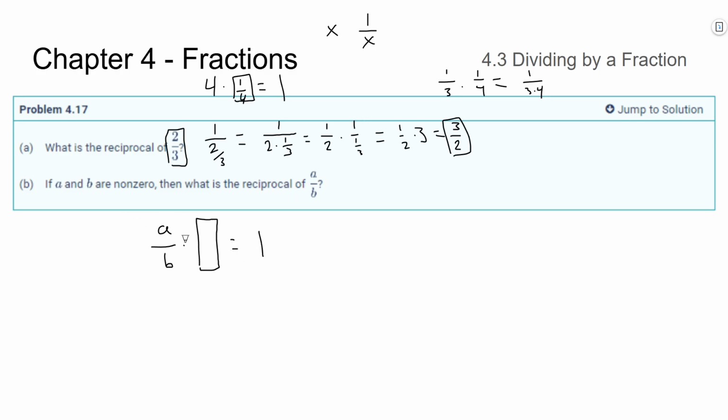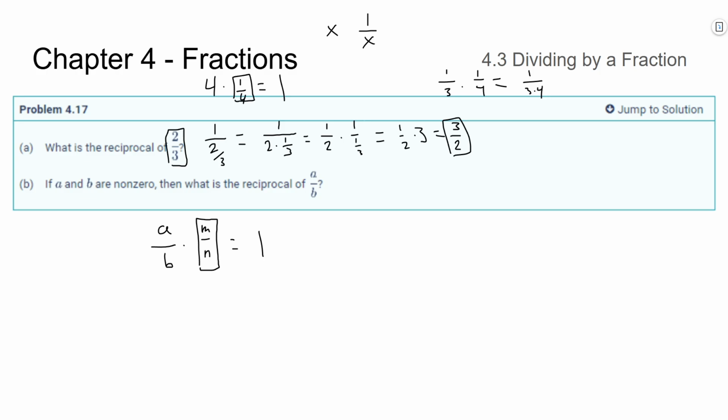And so let's say that that's going to be a fraction. Let's say it's going to be m over n. So basically what we want to do is find values for m and n so that the numerator is the same as the denominator. So what number could we use so that the numerator and the denominator would be the same?